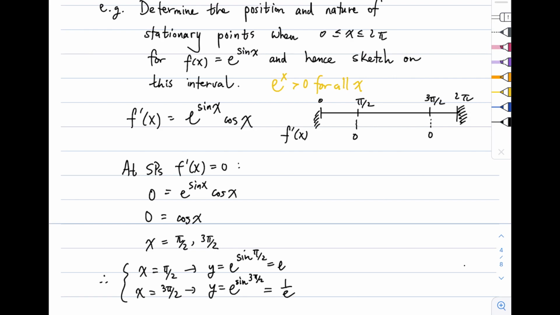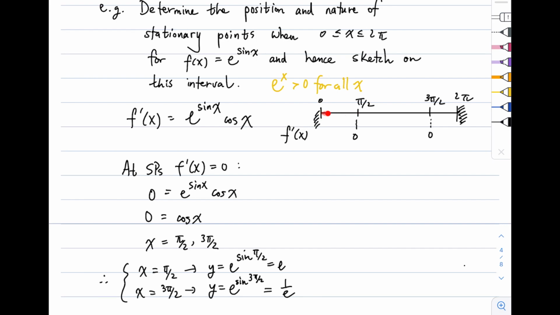What we need to do is, number 1, test the value between 0 and pi over 2. Then test the value between pi over 2 and 3 pi over 2. And then between 3 pi over 2 and 2 pi. Okay, so again, we're testing these values in the derivative. So please be careful, not in the original function. We're testing values in here.